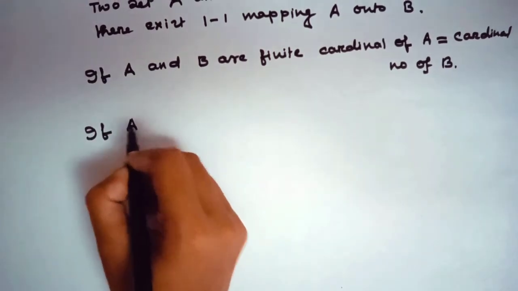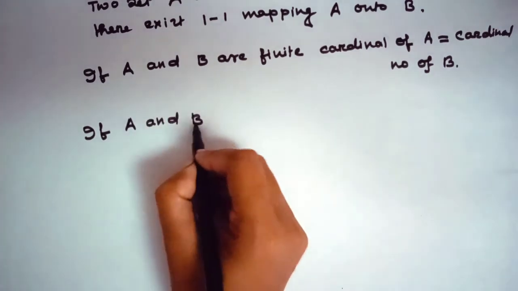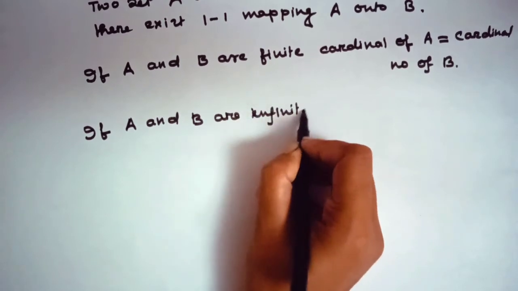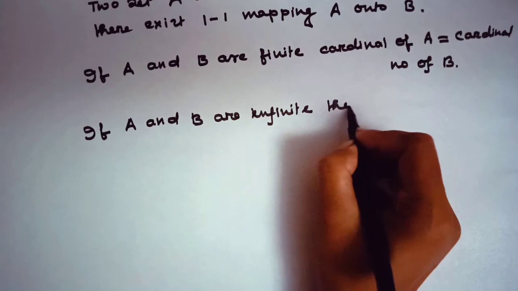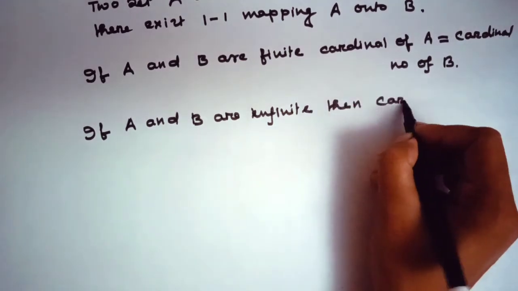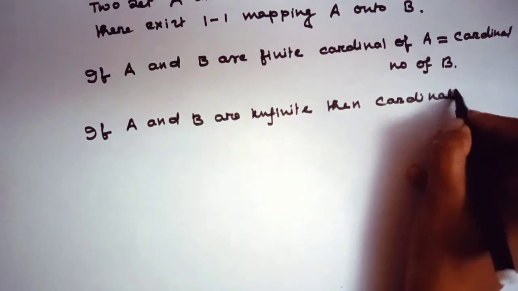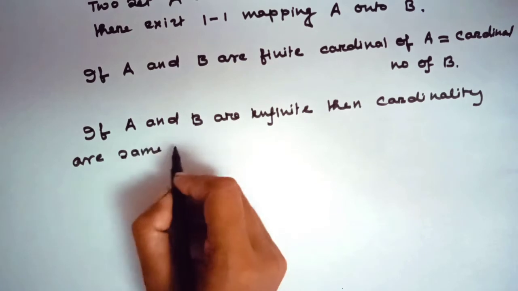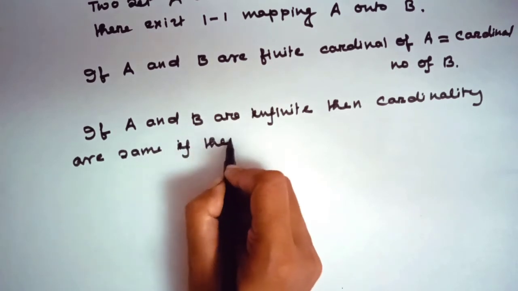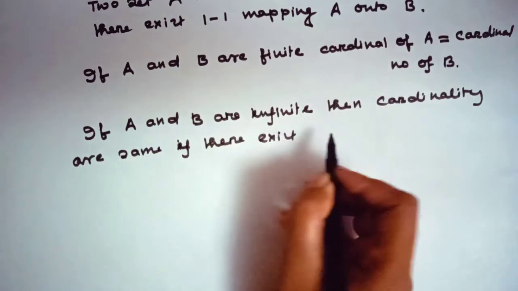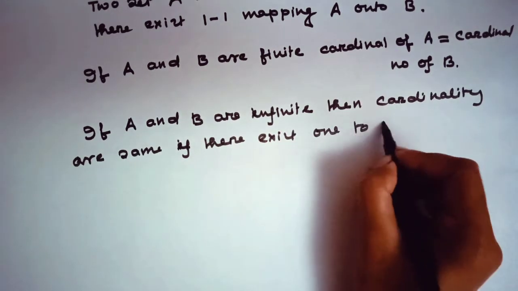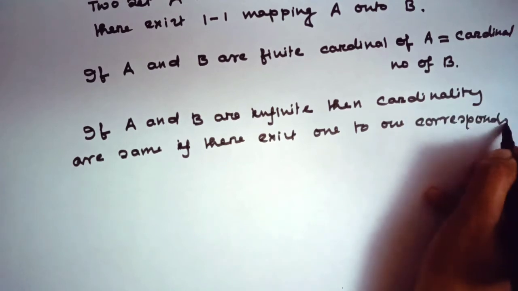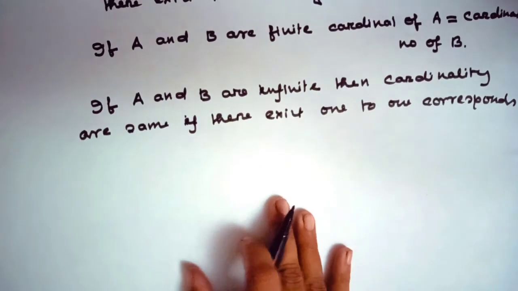If A and B are infinite, then the cardinalities are the same if there exists a one-to-one correspondence. Have you understood? Okay.